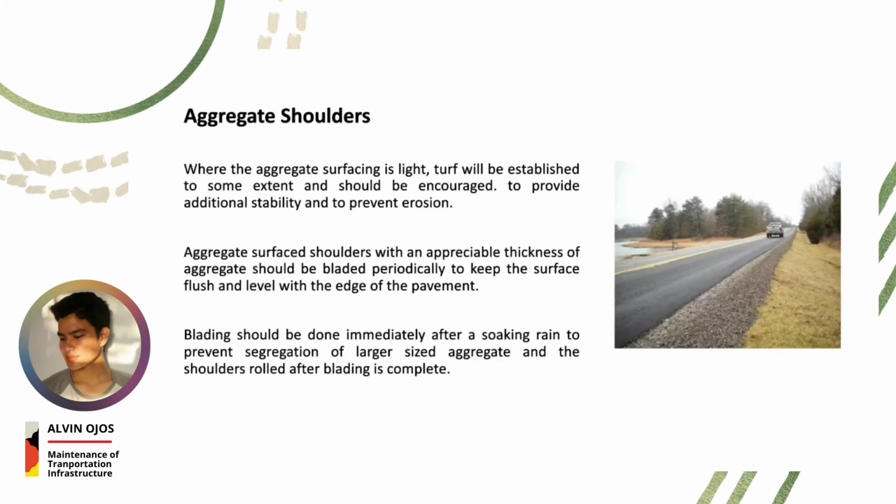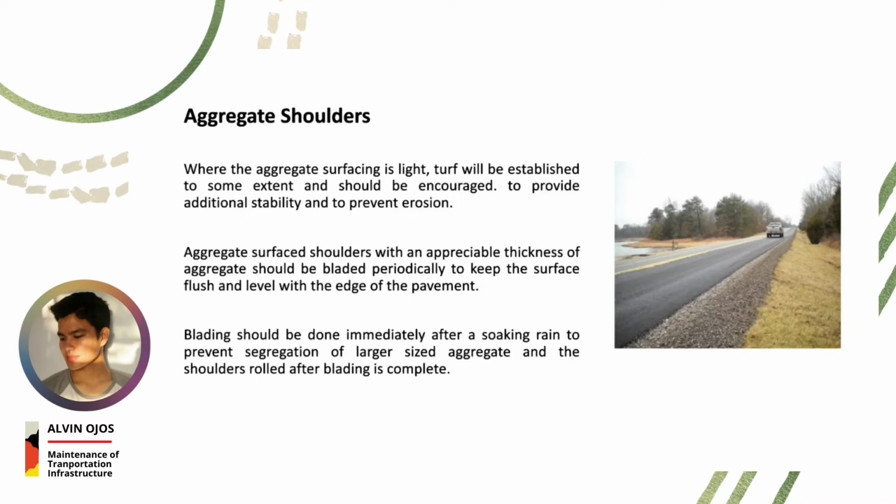Next is aggregate shoulders. Where the aggregate surfacing is light, turf will be established to some extent and should be encouraged to provide additional stability and to prevent erosion. Aggregate surface shoulders with an appreciable thickness of aggregate should be bladed periodically to keep the surface flush and level with the edge of the pavement.